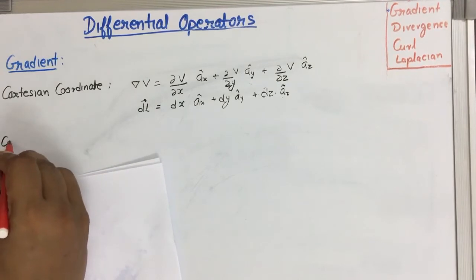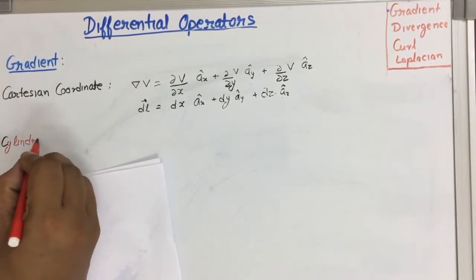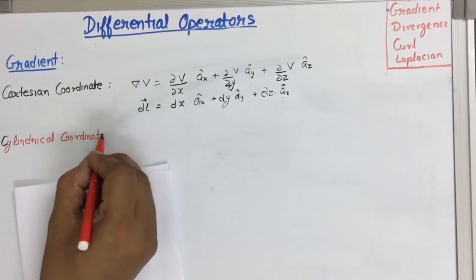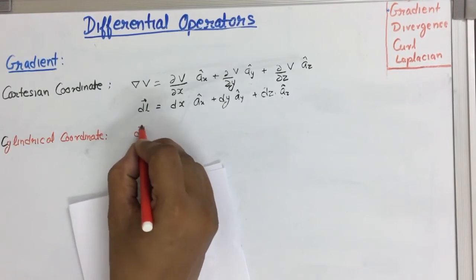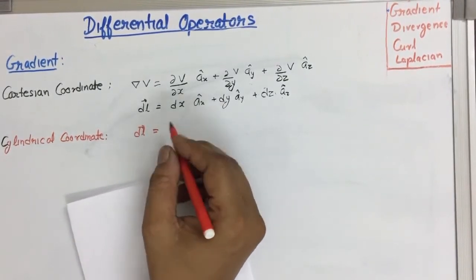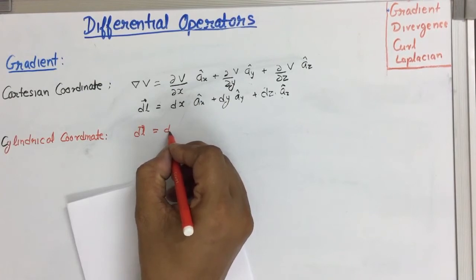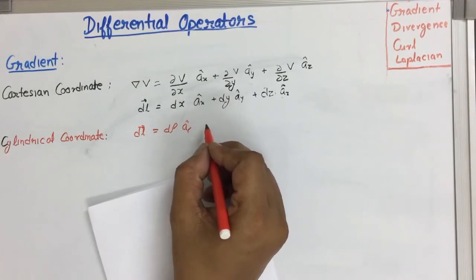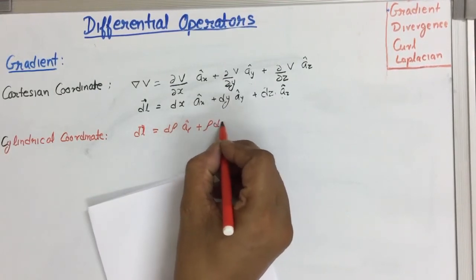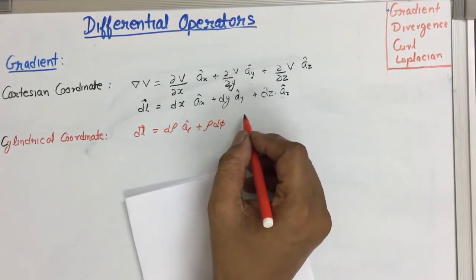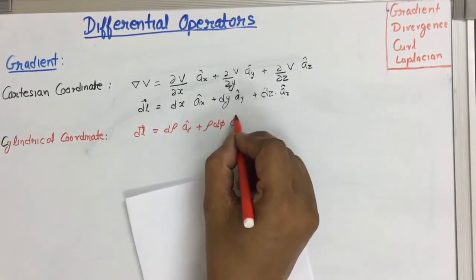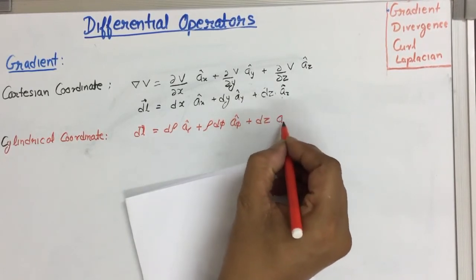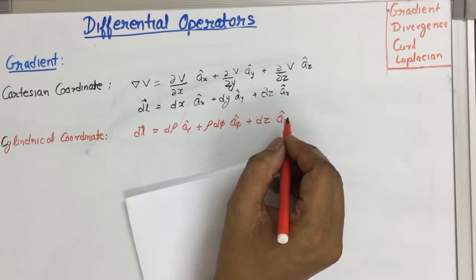In cylindrical coordinate system, write the dl first. It was dρ in the direction of ρ plus ρ dφ in the direction of aφ plus dz az. Okay.